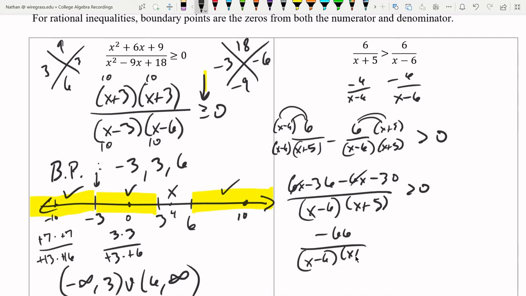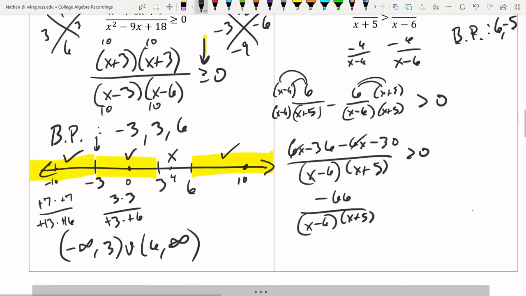So the only boundary points we get are from the denominator. So boundary points are going to be positive 6 and negative 5. Okay, so our intervals, negative 5 to positive 6, we can test 0. We can test like negative 10 and positive 10.